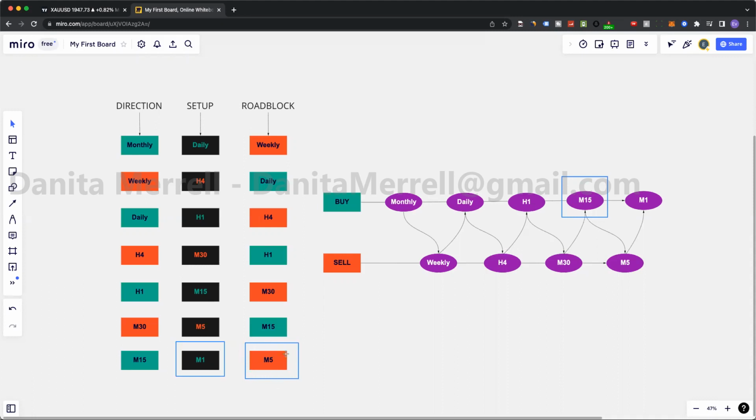If the M5 breaks, then what is our next level? M30. Okay, we're working backwards now. So now our M1, we can't go back and forth like this. We can't go from M1 to M30. You can't do that. You have to break M5. That's where most people lose. They think that M1 is going to break M30 or H4, but you have to take it level by level. M1 needs to break M5.